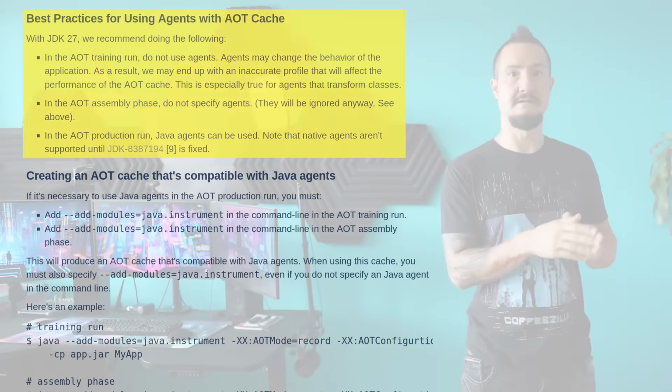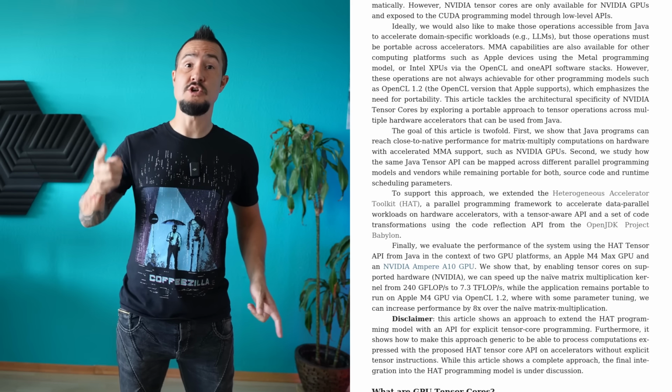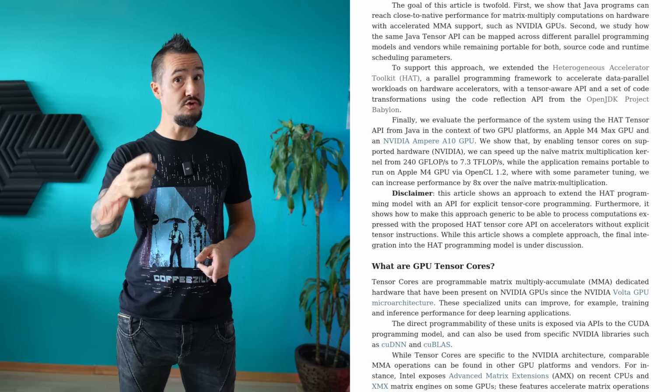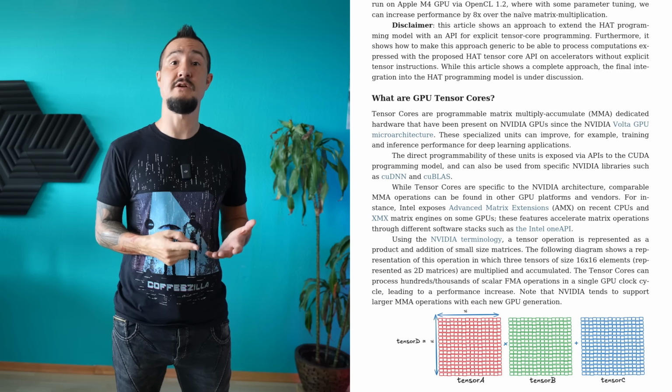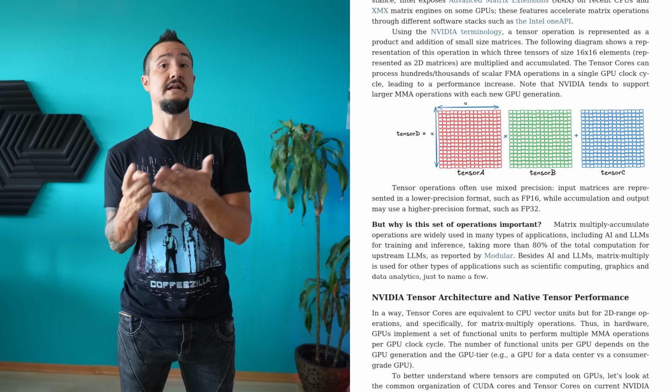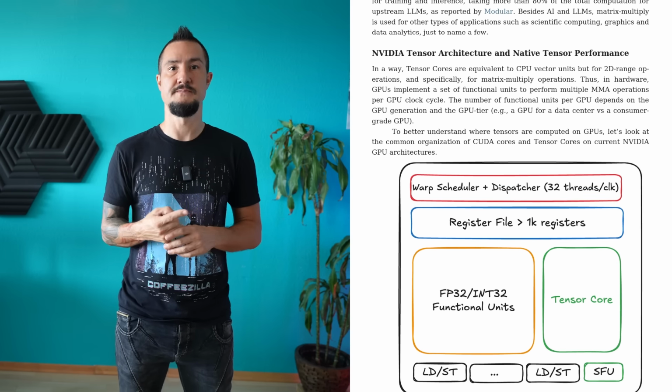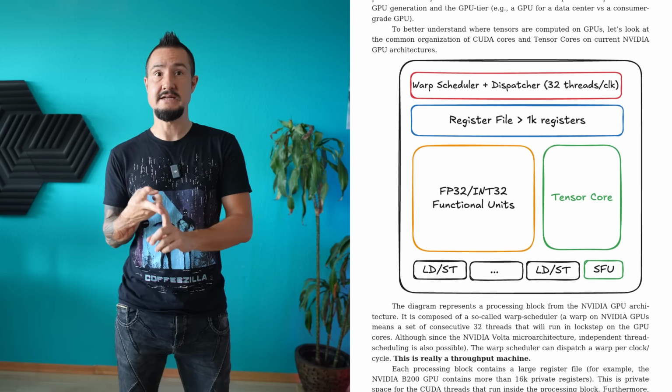The last thing I have for you is an article by Juan Fumero titled Exploiting GPU Tensor Cores from Java Using Babylon. From the abstract: The goal of this article is twofold. First, we show that Java programs can reach close to native performance for matrix multiply computations on hardware with accelerated MMA support, such as NVIDIA GPUs. Second, we study how the same Java Tensor API can be mapped across different parallel programming models and vendors while remaining portable for both source code and runtime scheduling parameters.